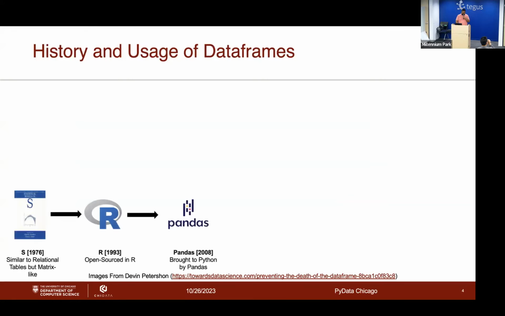And the basic history of data frames, it kind of started from statistics. There was a special purpose language called S that came out in 1976, similar to relational tables, but they allowed for operations on large matrices. Then the R programming language became popular and was open source. Basically, it took the semantics of S and data frames. It came out in around 1993. So the S language is essentially open sourced by R.